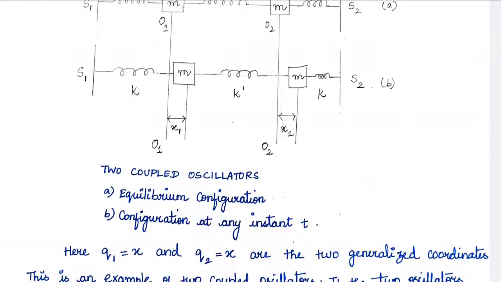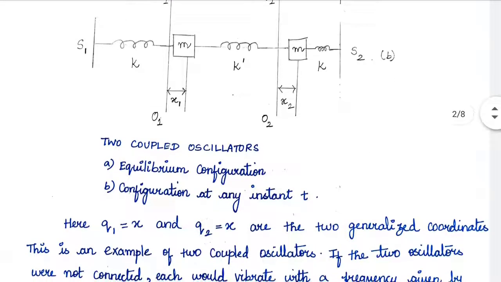So, the displacement in one case, the spring gets elongated, and in the other case the spring gets compressed, but the displacement is the same in both the cases. That means the x1 and x2 will be the same.